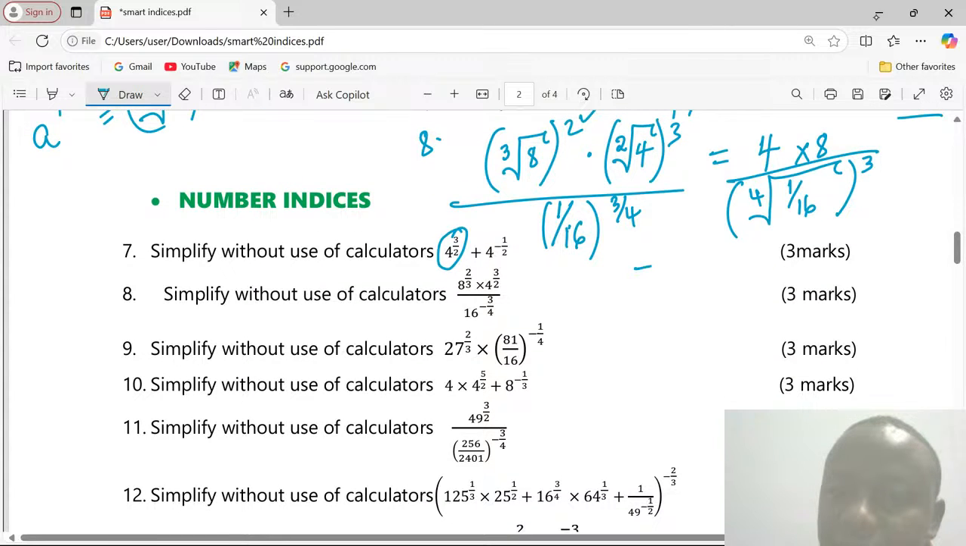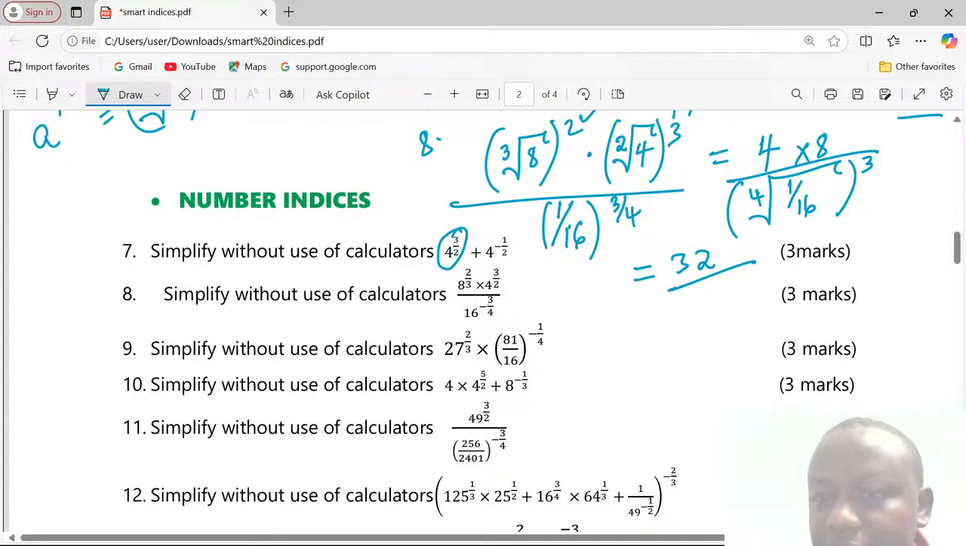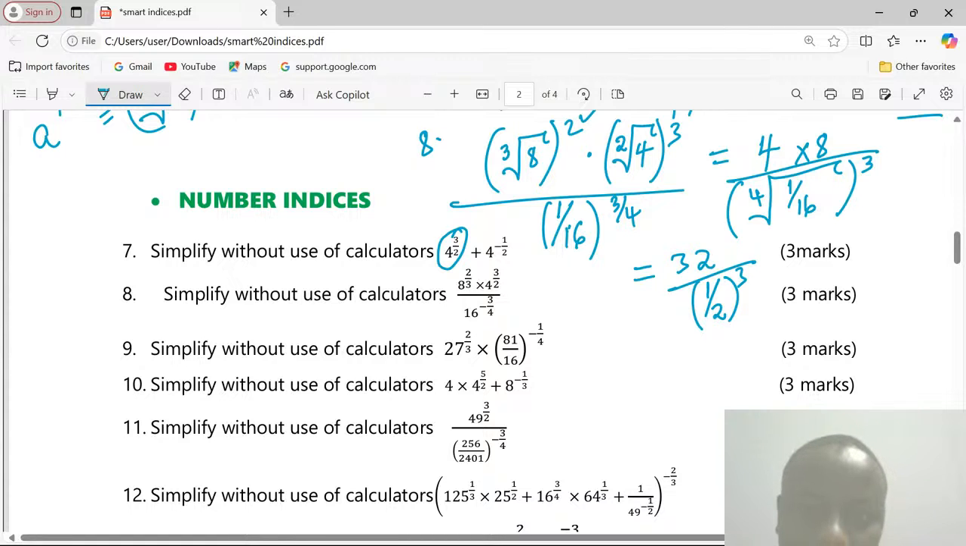The first case, we have a 32 at the numerator, divided by the fourth root of 1 over 16. The fourth root of 16 is 2, because 2 power 4 gives us 16. So the fourth root of 1 over 16 becomes 1 over 2. Then there is power 3, whereby we cube, so it's 1 over 8.